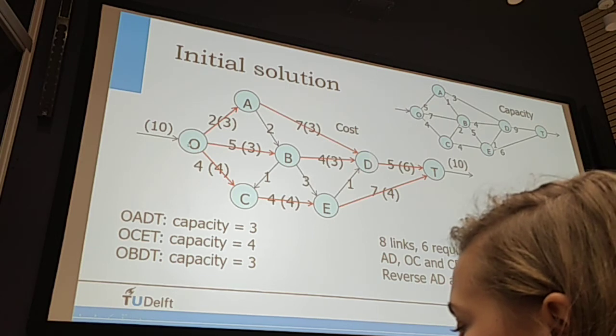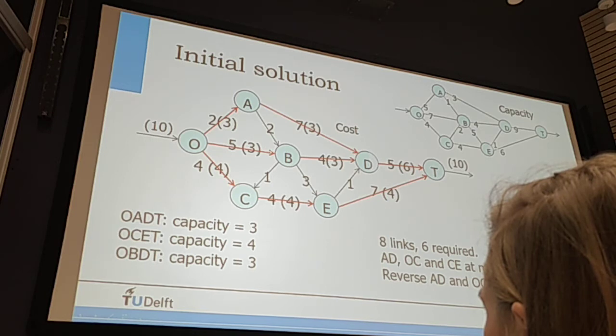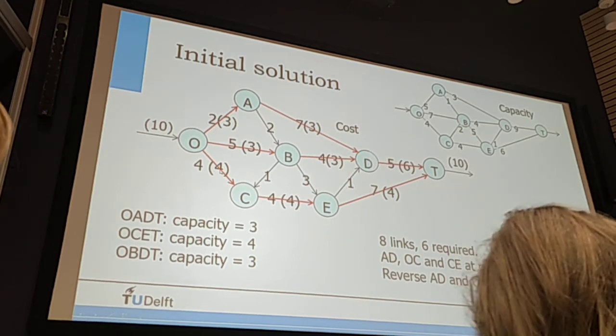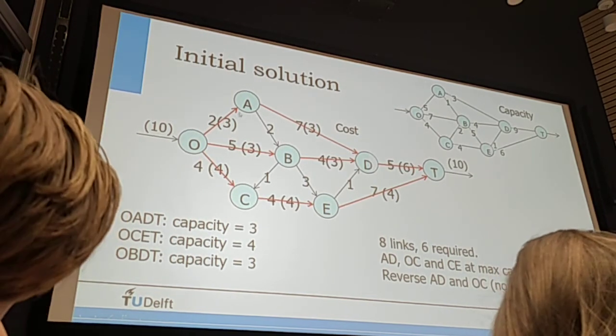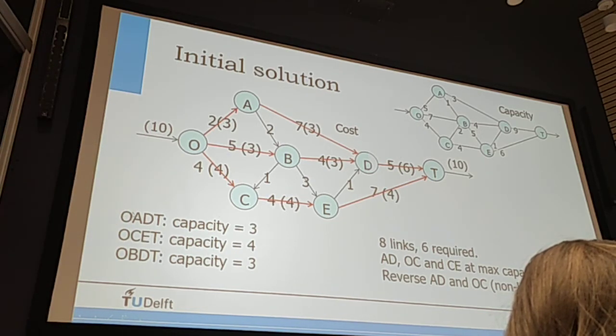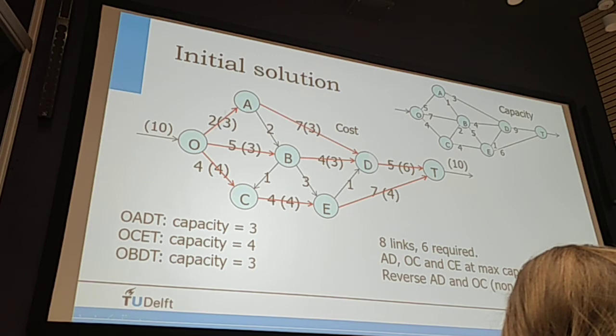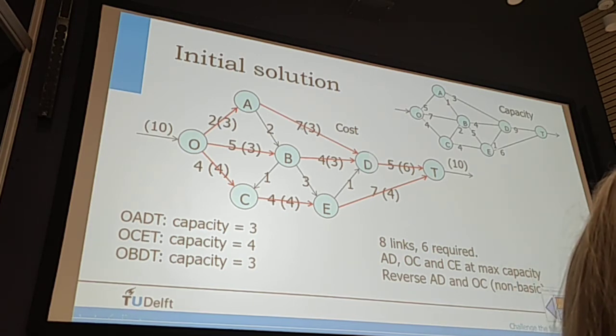In this case, we have a flow of, this is 5 out of 5, this is 4 out of 4. Oh no, this is actually no. So we have a flow of 2 here, 7 here, and 5 here. OADT has a capacity of 3, so we've added a flow here of 3. OCDT has a capacity of 4, and OBDT has a capacity of 3. So this is actually the remaining capacity.